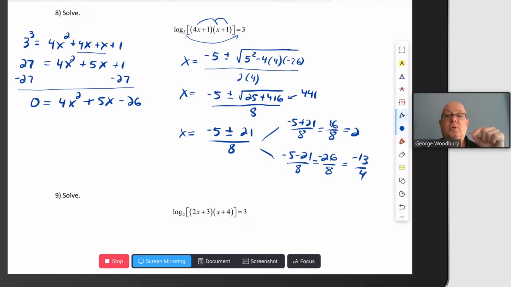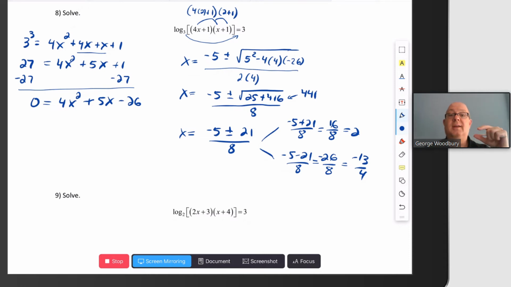We need to make sure that the logarithm is of a positive number, and when you check it with the 2, coming back to the top, 4 times 2 plus 1 times 2 plus 1, you get 9 times 3, or 27. If you do the same thing with negative 13/4, both expressions in parentheses are going to be negative, but when you multiply the negative times the negative, it's going to be positive 27 as well. So both of these solutions are okay, but you do need to check.